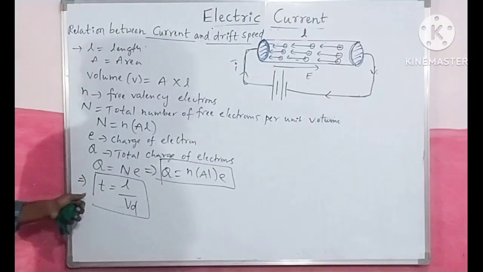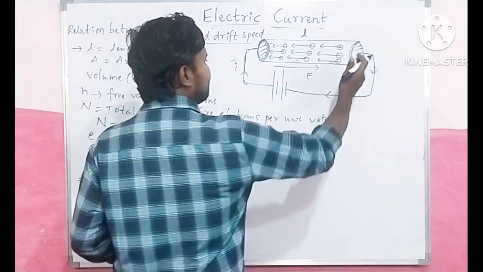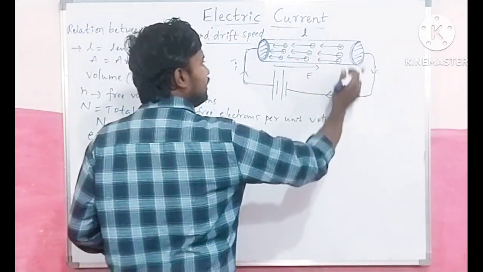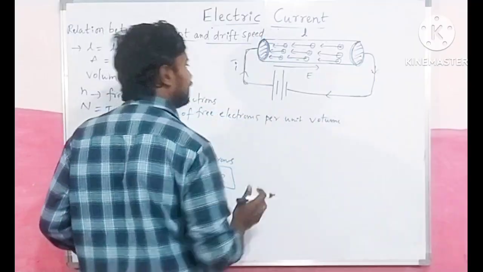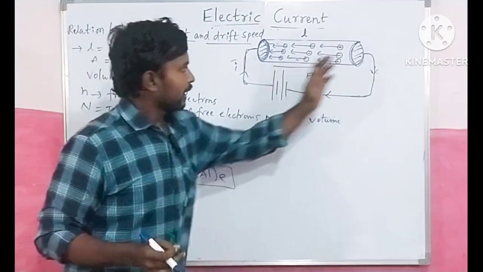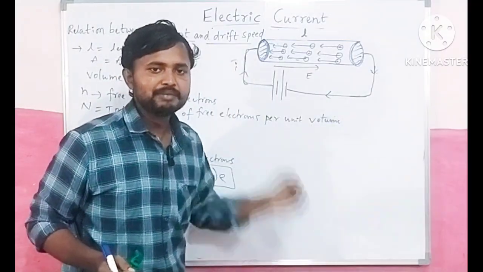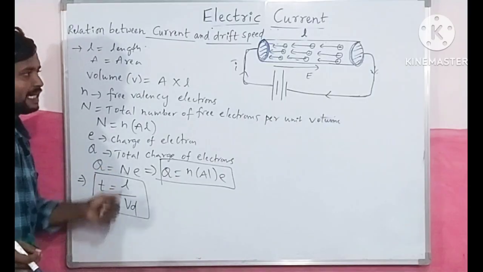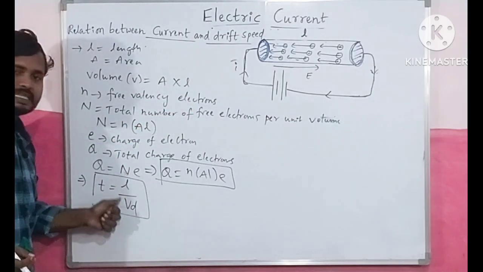So the time taken is the time for an electron to cross the length of the conductor from one end to the other. Time period equals distance by speed, where distance is the length of the conductor and speed is Vd.